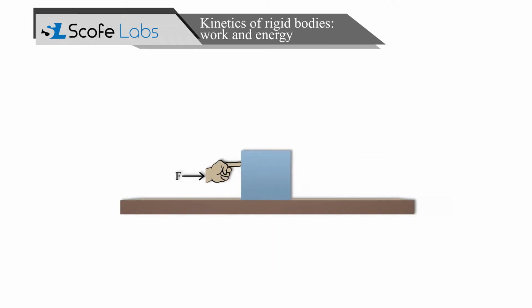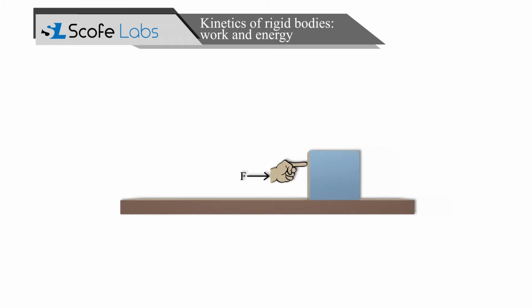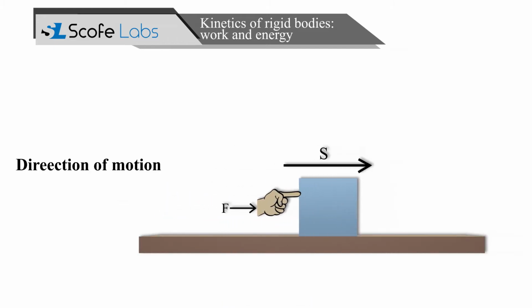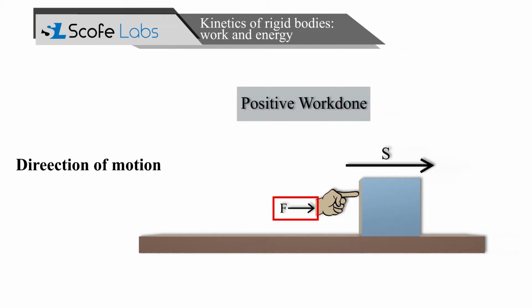Consider a block pushed by a person. When a person applies force towards a block, then the block is displaced. We can say that work done is force into displacement. This work done is considered as positive when force and displacement both are in the same direction.